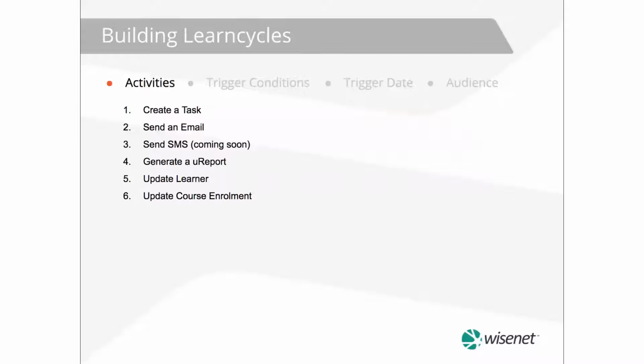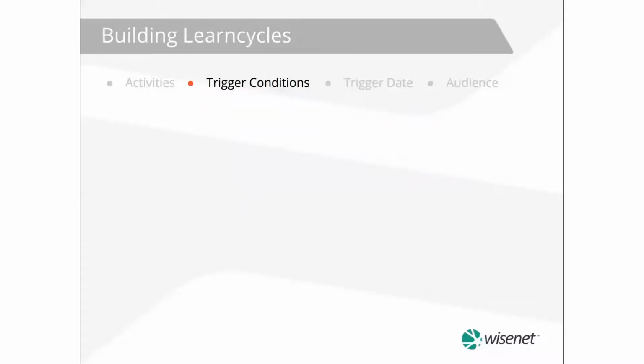Now, after you've decided what activities you want to use, you need to think about the trigger conditions. With the trigger conditions, there are 3 different trigger conditions available for a premium customer, but for a standard client, you can only trigger upon enrollment.